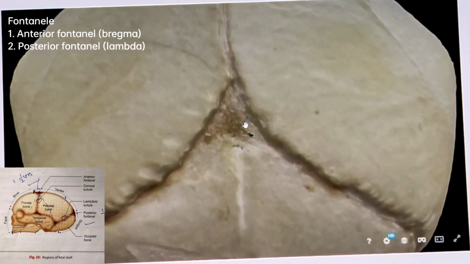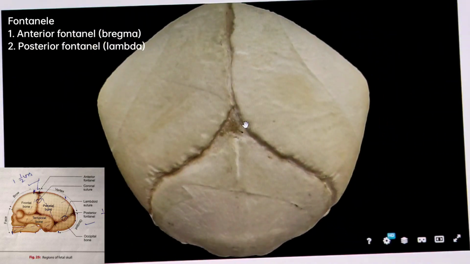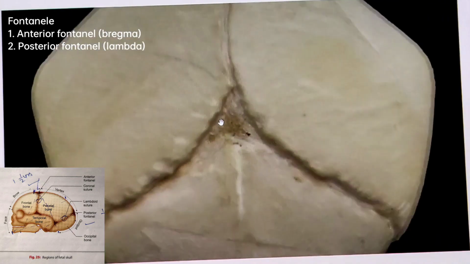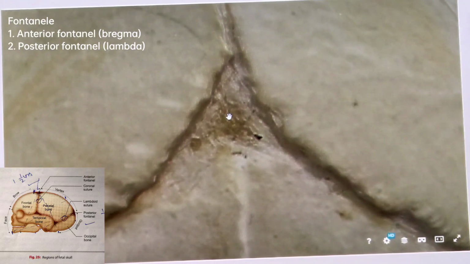These fontanelles are also helpful for the collection of blood. You can collect the blood, and also use them for exchange transfusion. Cerebrospinal fluid can be drawn through the fontanelles; through these fontanelles, cerebrospinal fluid can be withdrawn also.